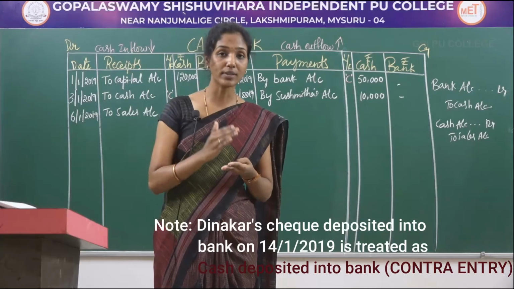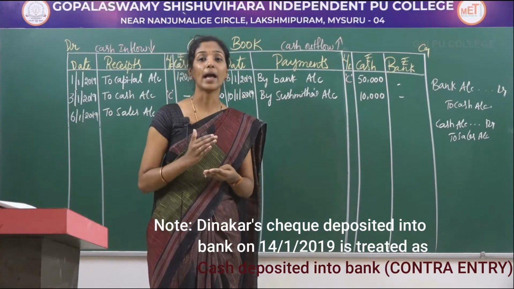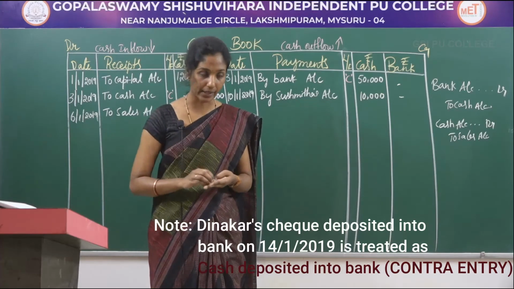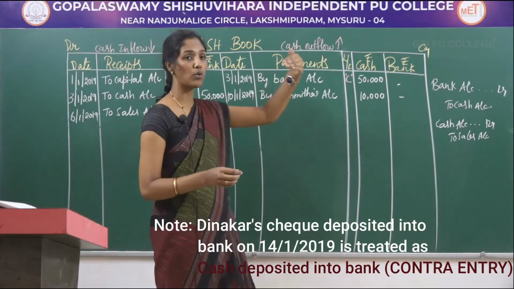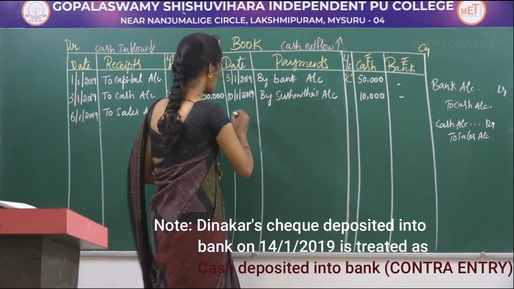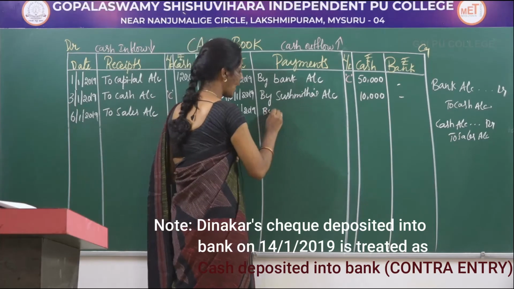So when the check is deposited into the bank, the journal entry will be bank account debited to cash account. Now it will become a contra entry. So how do we record a contra entry? As usual, bank account is debited, so first we record it on the credit side: as on 14/1/2019 by bank account.